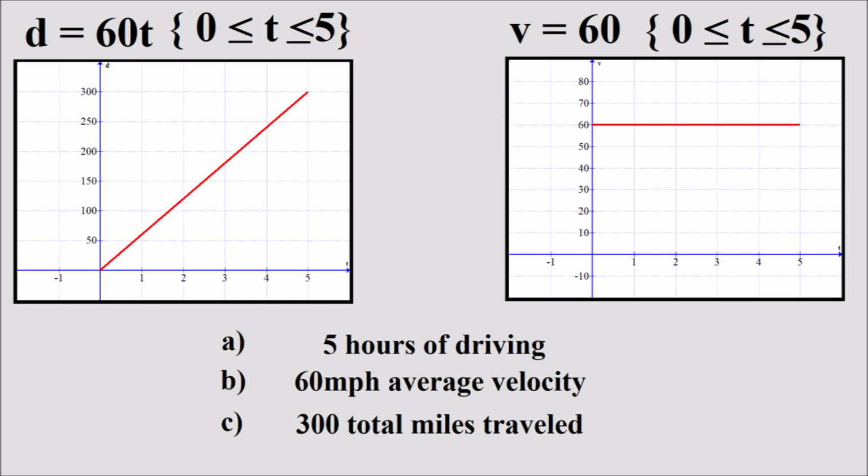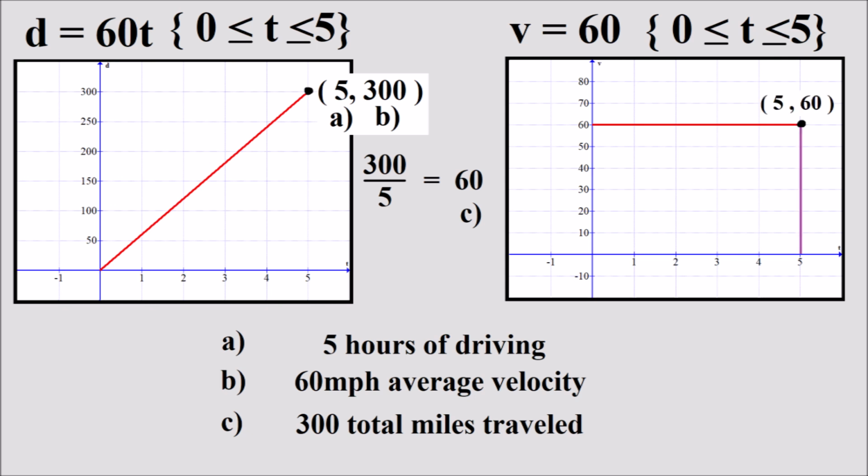On the distance graph, the 5 hours and the 300 miles are indicated by the last coordinate on the graph, while the average velocity is shown through the slope of the line. On the velocity graph, we can see the average velocity in the y value of the graph, but what about the total time and distance traveled? Well, let's go over to t = 5 on the velocity graph and draw a vertical line from the graph down to the x-axis. This forms a rectangle with the graph, the x-axis, the y-axis, and our line at t = 5 making up the 4 sides.